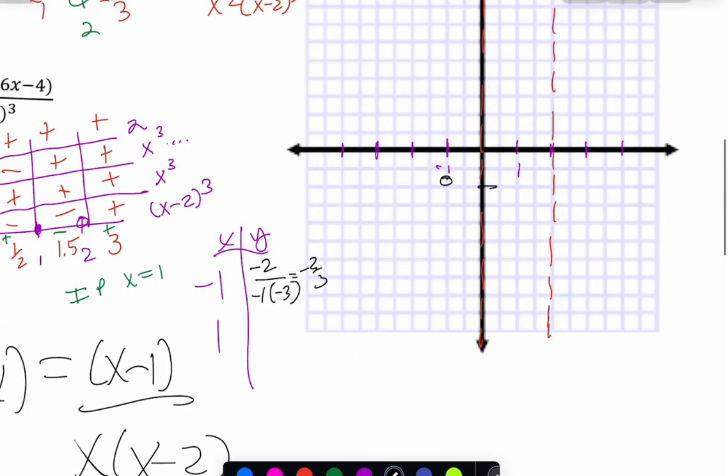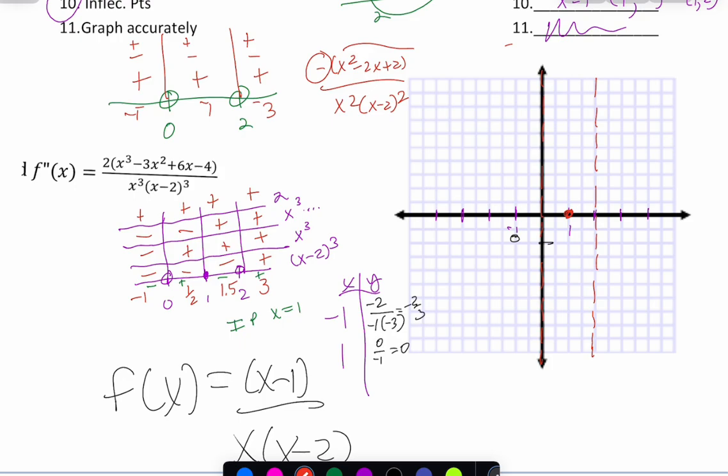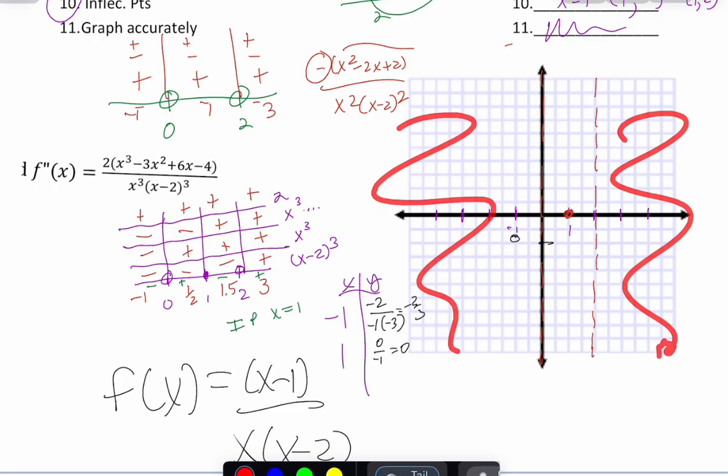If we plug in 1, we get 0 over -1, which is still 0. So at 1, we are at 0. Now remember, that is a point of inflection, so a change in concavity. What I like to do when I'm graphing things like this is analyze in the middle of the asymptotes, then analyze on the sides of the asymptotes.